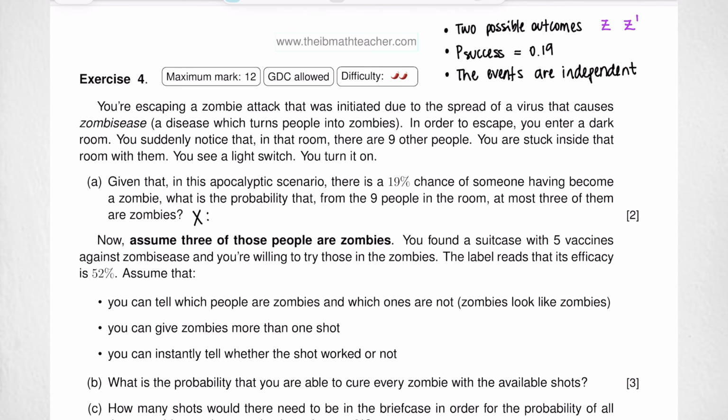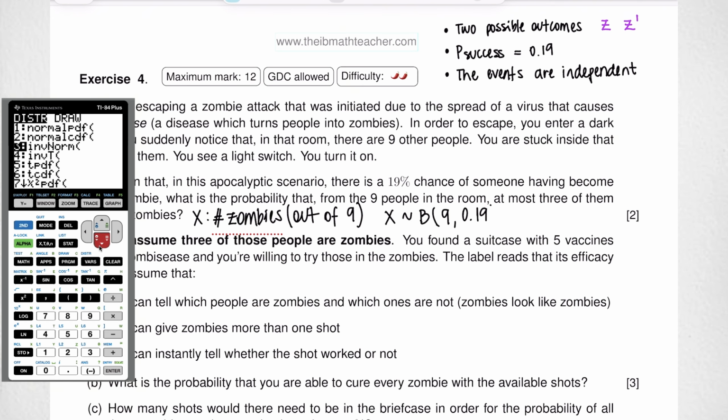Now, if you call capital X, which is your discrete random variable, the number of zombies out of those 9, and knowing that this is a binomial distribution with number of trials 9 and probability of success 0.19, what you're actually trying to find is the probability of X being less than or equal to 3, at most 3, so it can be 3 or less. This is approximately 0.927 rounded to 3 significant figures.